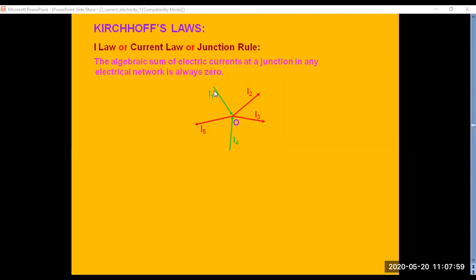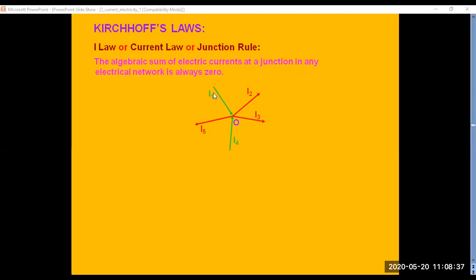What is a network? It should be a combination of current elements. So I think it is clear. Current elements refers to the current terms which are there. So the algebraic sum of the electric current at any junction in the electrical network should be equal to 0. Now, this same law can be written in one more form. At any junction, or you have one more term for it, a node, N-O-D-E. So at a junction or a node, the sum of currents entering the node should be equal to the sum of the currents leaving the node.